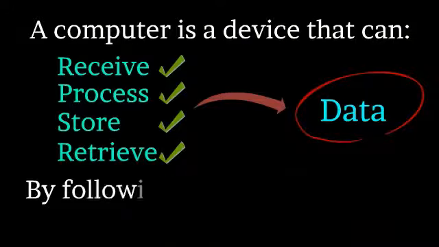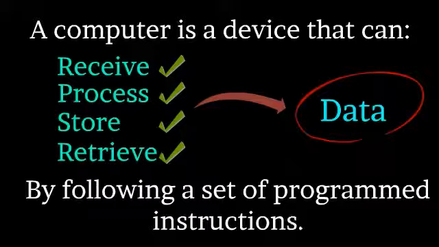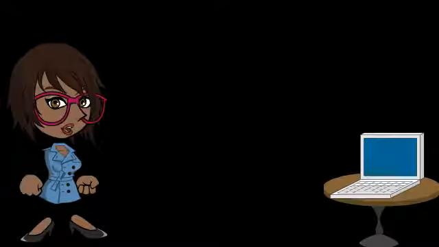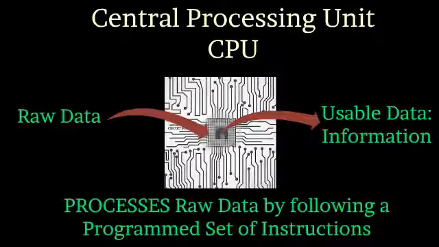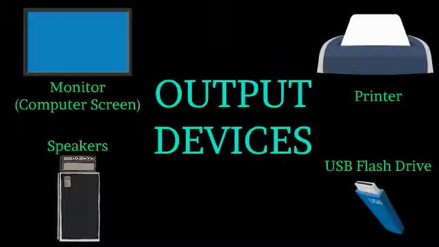So, to recap, a computer is a device that can receive, process, store, and retrieve data by following a set of programmed instructions. So there you have it. We've discovered what computers are, and along the way we learned a little bit about raw data, input devices, the Central Processing Unit, which processes raw data into information, and we also touched on output devices.